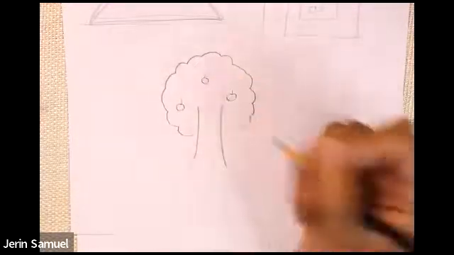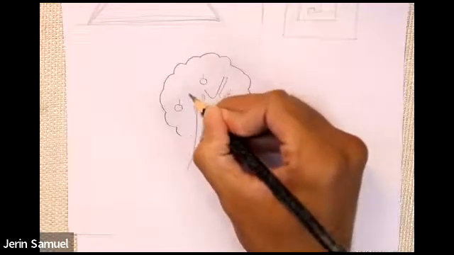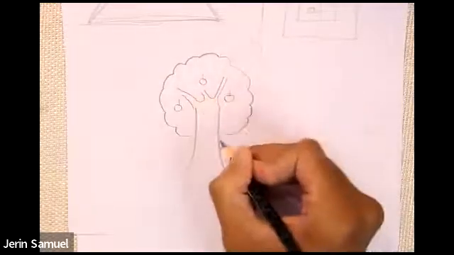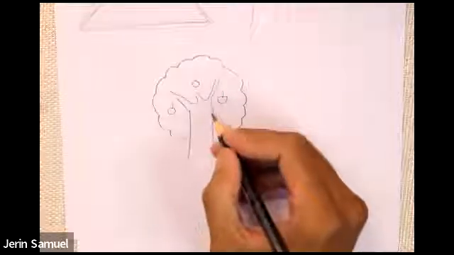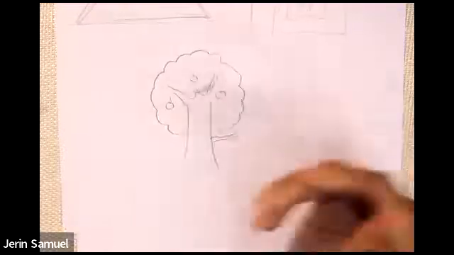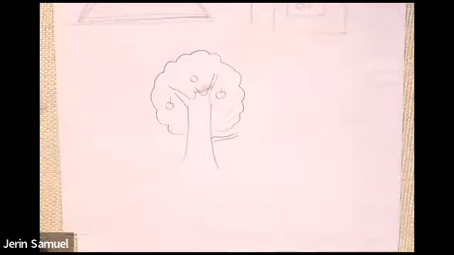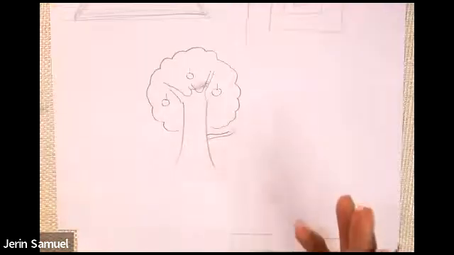And suppose I want to add some branches, I'll just add some branches. This is how I also used to draw a tree. And if I want to place some bird and all, I'll just make a nest somewhat like this. But this is how I used to draw a tree. But today we are going to learn how to draw a realistic looking tree, but in a very simple way.